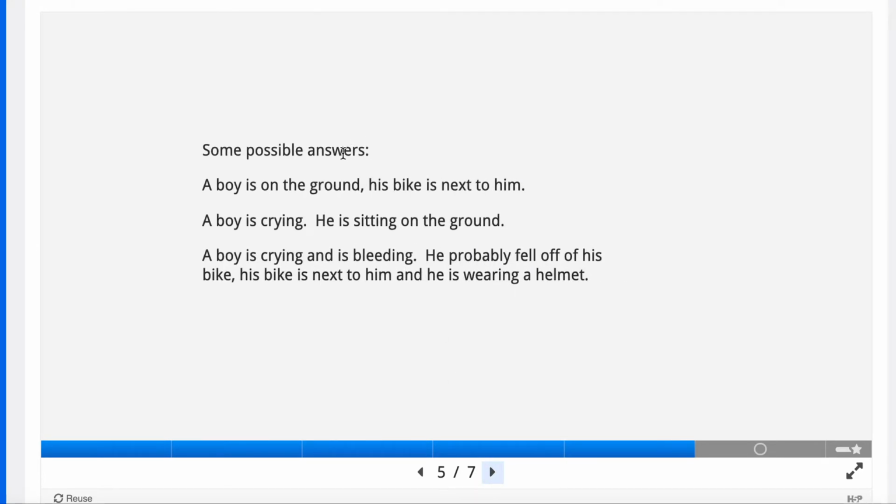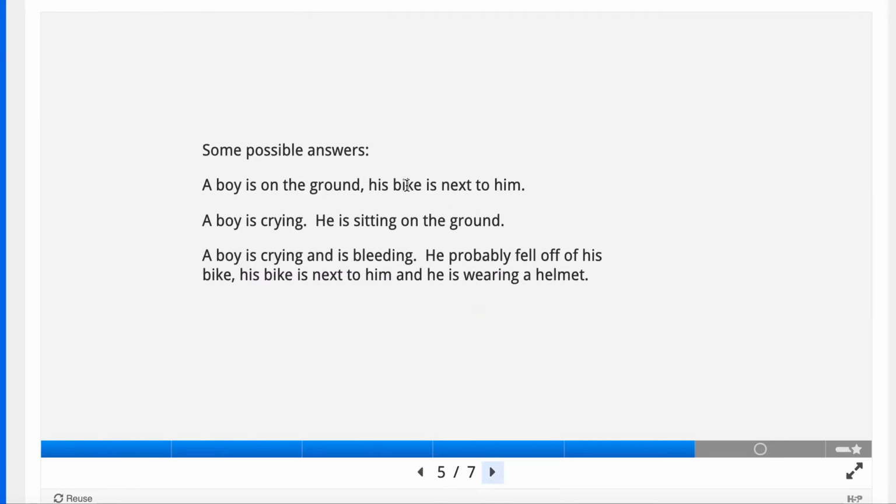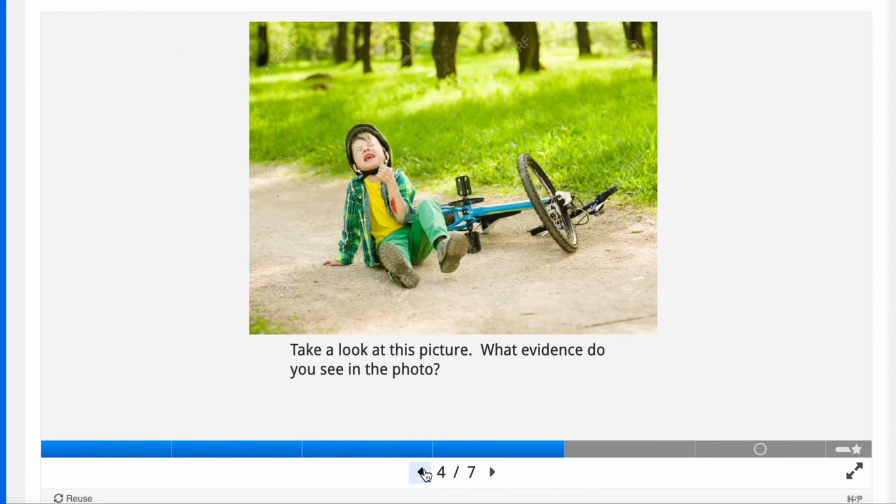Here are some possible answers. There's a boy on the ground. Yes, we see a boy on the ground. Okay, good. We could say his bike is next to him. That's evidence, right? We do see his bike there.